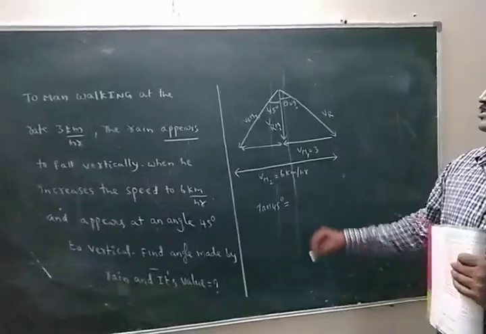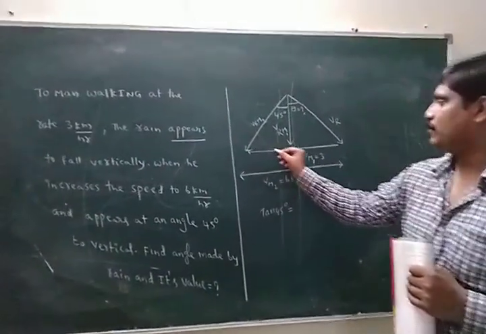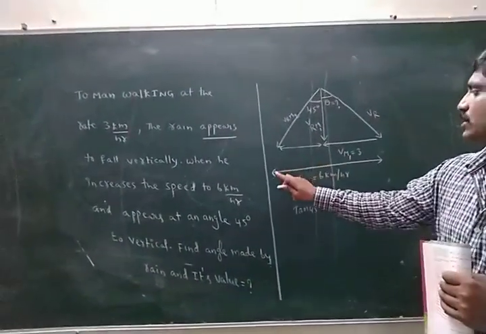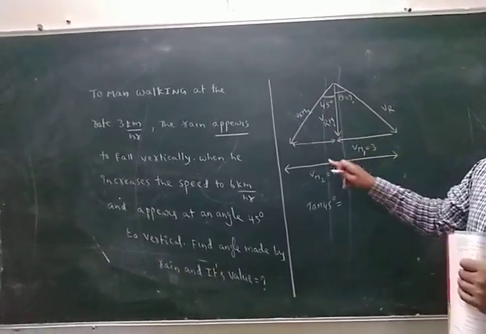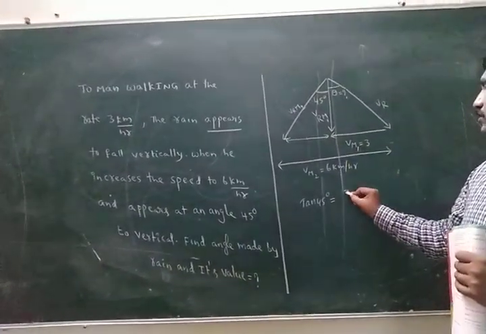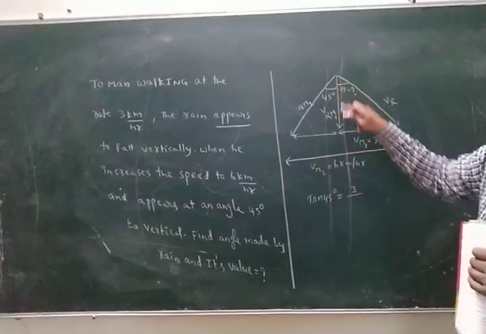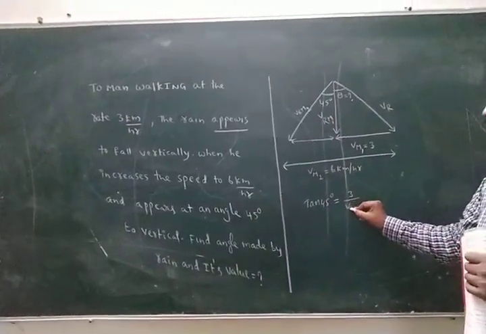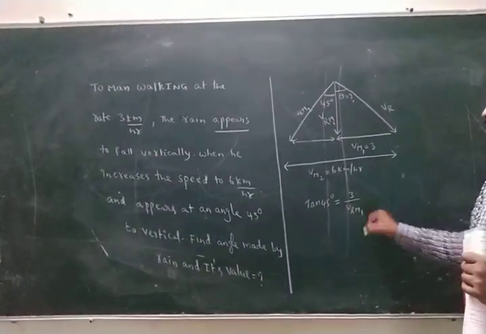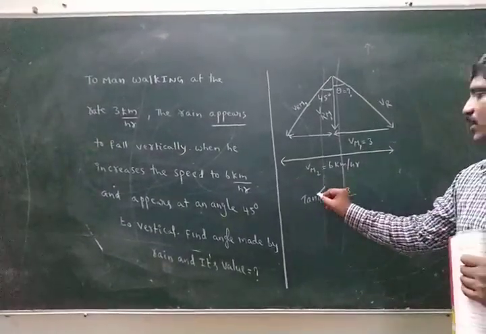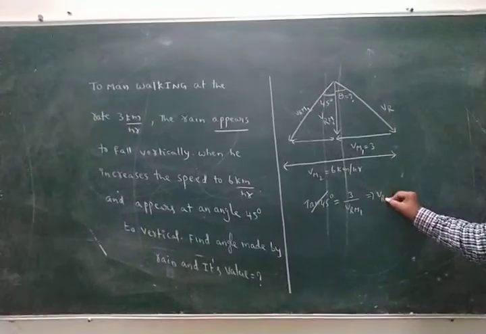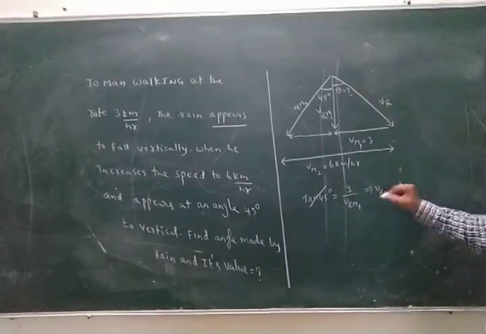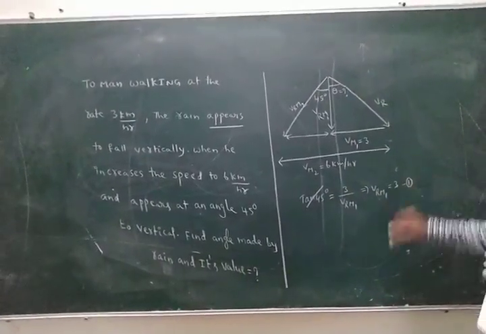This is the adjacent side, this is the opposite side. Here 2, here 6. Here 2, here 3. The remaining is what? 3 by what is the adjacent side? VRM1. Tan 45 value is 1. Neatly write: VRM1 equal to 3. Equation number 1.